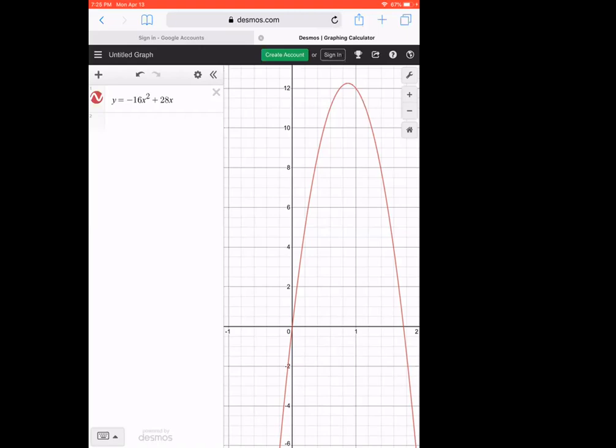Let's actually jump down to C and D, because those are the 2 questions that deal with the vertex. So C asks, how long will it take for the rocket to reach its maximum height? So remember, that is the x coordinate of the vertex. D asks, what is the maximum height attained by the rocket? Well, that is the y coordinate of the vertex.